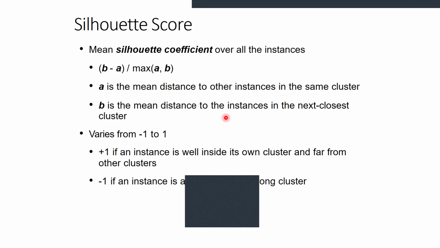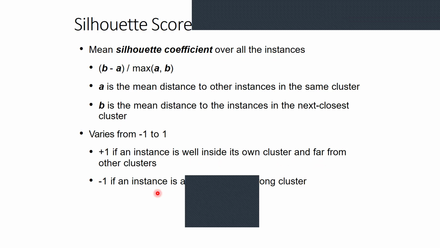It varies from -1 to +1. If it is +1, the instance is well inside its own cluster and far from the other clusters. If it is -1, the instance is assigned to the wrong cluster. So the silhouette coefficient over all the instances varies from -1 to +1.